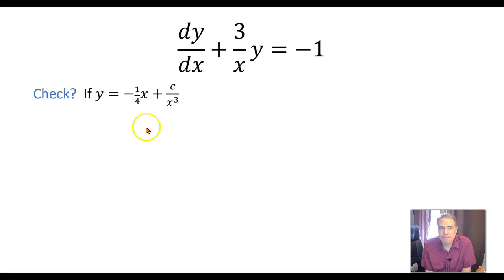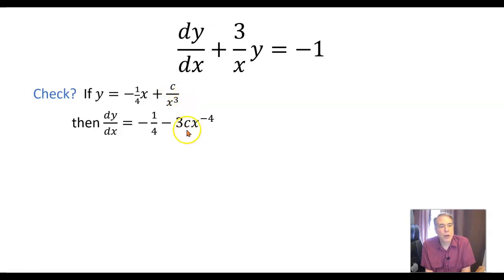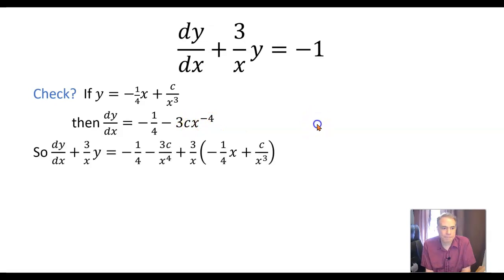And if that's what y is, then the derivative dy/dx would be negative 1/4 plus, and now I'm thinking of this as c times x to the negative 3, so the derivative of that would be negative 3c x to the negative 4. So if we stick that into the equation, we've got dy/dx, negative 1/4 minus 3c over x to the 4th, plus we got 3 over x times y itself, which was negative 1/4 x plus c over x cubed.